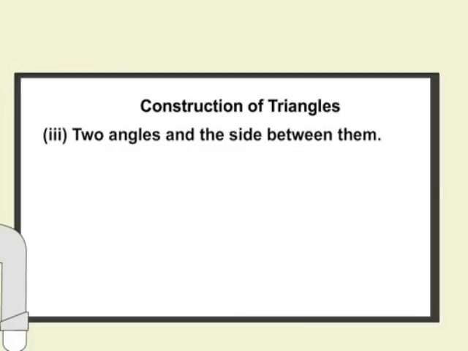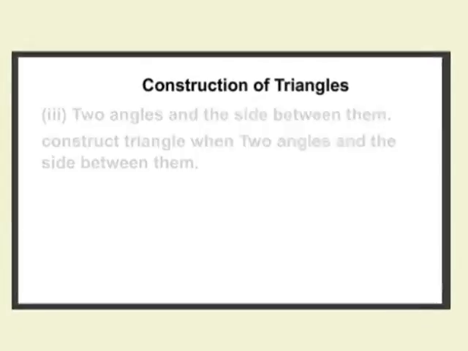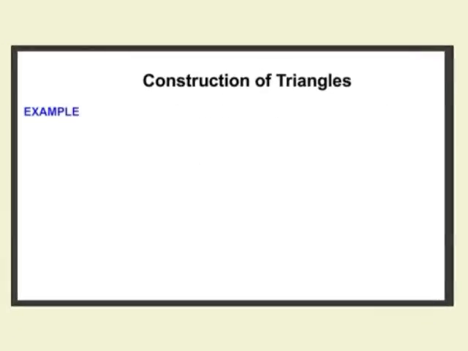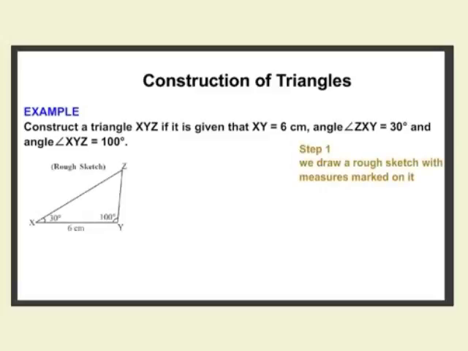Let us now consider a triangle where the measure of two angles and the side inclined between them is known. Let us consider an example. Say, construct triangle XYZ, given that XY equals 6 centimeters, angle ZXY equals 30 degrees, and angle XYZ equals 100 degrees. Before actual construction, we draw a rough sketch with measures marked on it. This is just to get an idea on how to proceed.